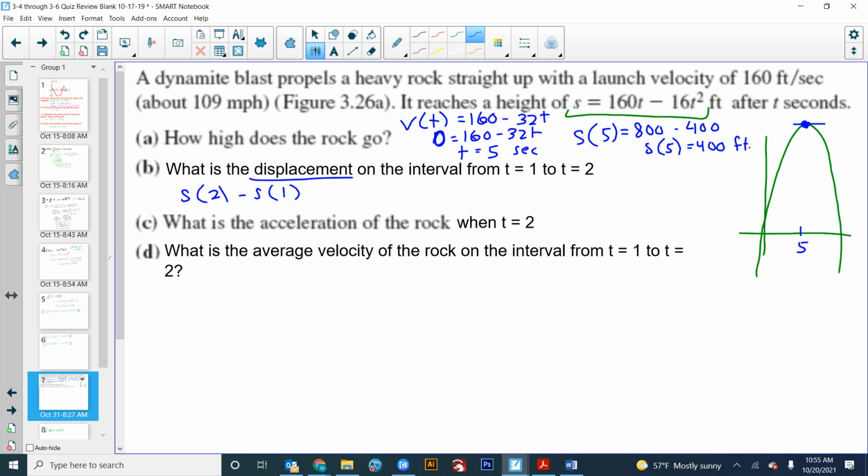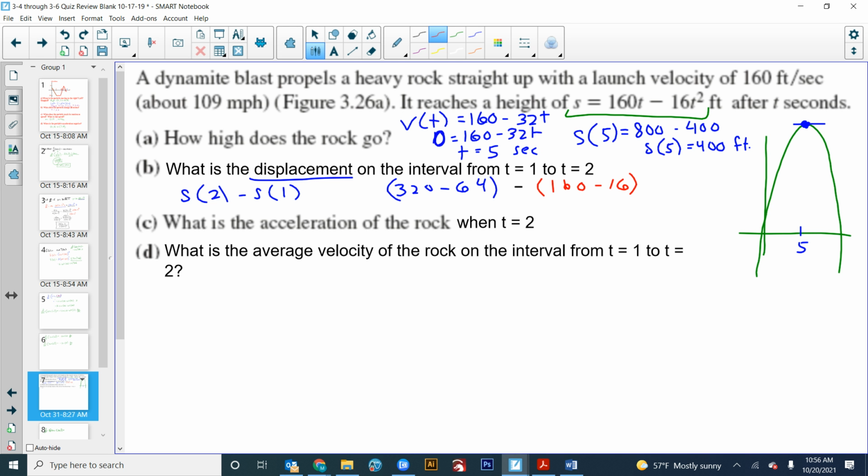S of 2. What's S of 2? 320 minus 16 times 2 squared, minus 64. That's S of 2 minus S of 1, which is 160 minus 16. Again, these will be nicer numbers on the quiz tomorrow. You guys can take that from there, correct?